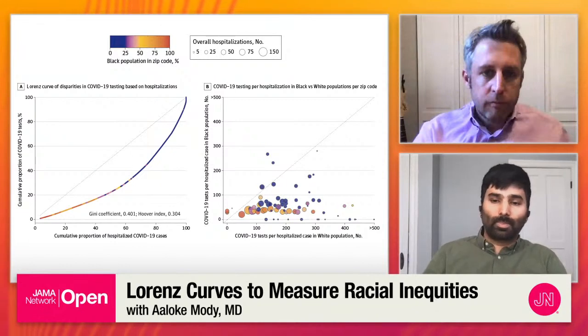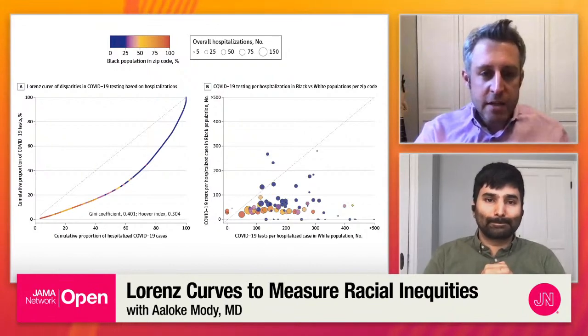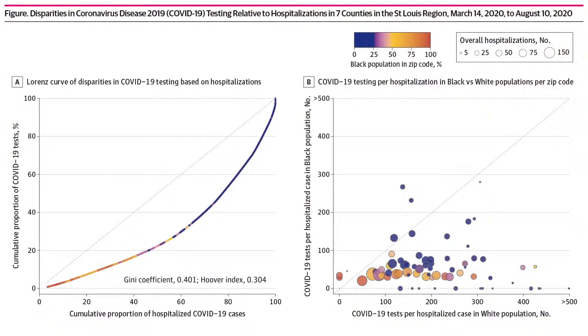Yeah, I like the way you visualize this, it's really powerful. The curve itself is basically the exact same thing as the key for the Black population zip code percentage at the top, but in the opposite direction, showing that the hospitalized cases are predominantly in Black zip codes, but the testing is predominantly in white zip codes. Right. Exactly.